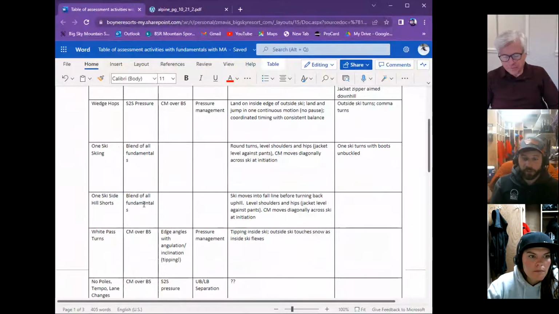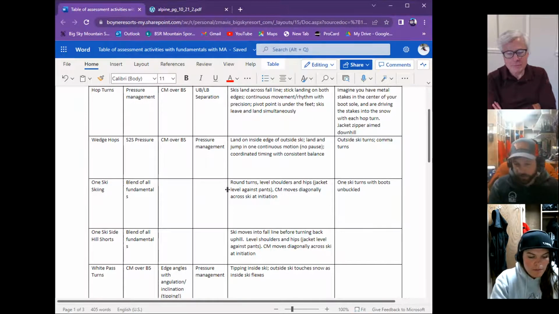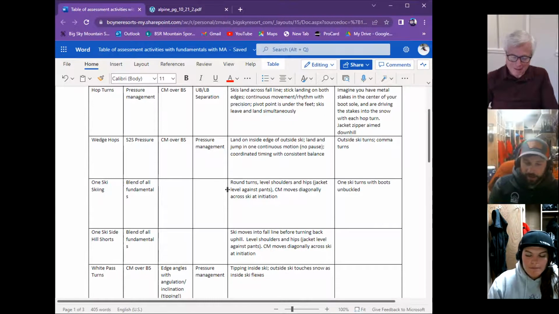Certain assessment activities are designed in a way to highlight certain fundamentals, but then there are assessment activities that we talk about as more blended, right? And I think of no poles lane change, or one skiing. One skiing in particular is an interesting example, because it is a blended task, but instead of highlighting a fundamental, we take a fundamental away, right? We take away that weight transfer and see if you still have the ability to blend the others, right?